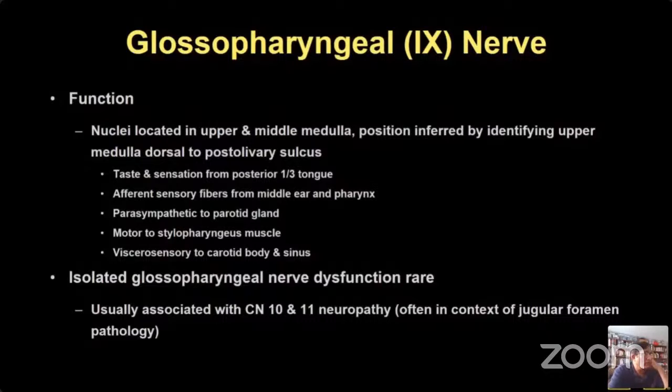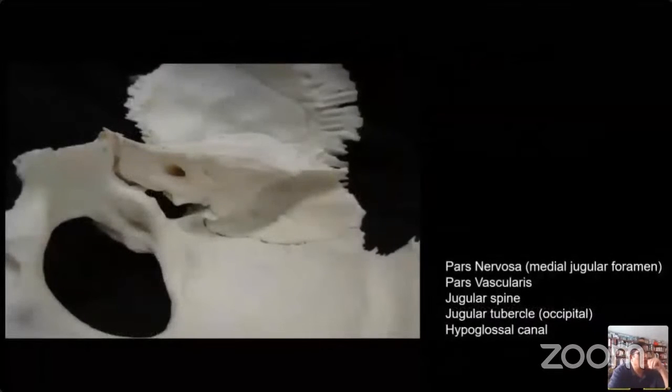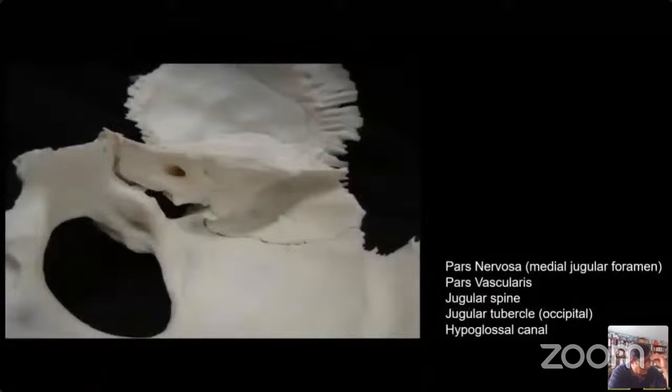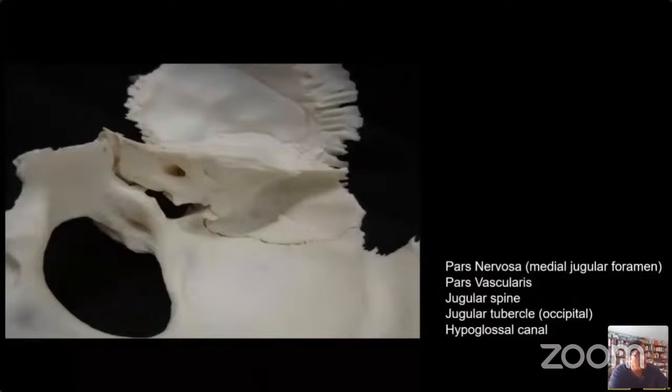So whenever there is a palsy of the glossopharyngeal nerve, you have a typical presentation. But anatomically, for the radiologist, we can actually see that this is a jugular foramen, that's a jugular ridge, and you can see that it divides the jugular foramen into the pars nervosa, which is anterior, and pars vascularis, which is more posterior.